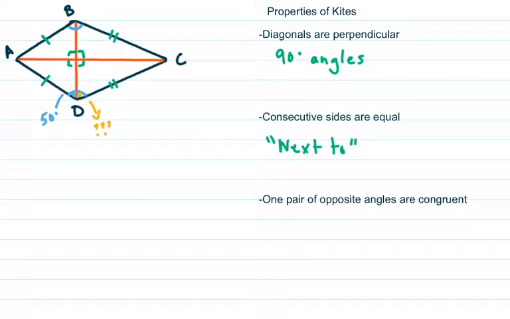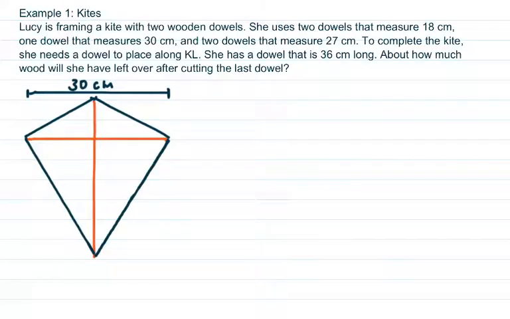So let's go ahead and move on to an example. In example 1, it says that Lucy is framing a kite with 2 wooden dowels. She uses 2 dowels to measure 18 centimeters, 1 dowel to measure 30 centimeters, and 2 dowels to measure 27 centimeters. To complete the kite, she needs a dowel to place along KL. She has a dowel that is 36 centimeters long. About how much wood will she have left over cutting the last dowel?